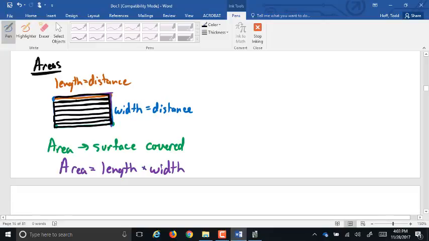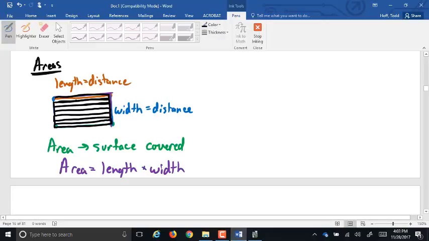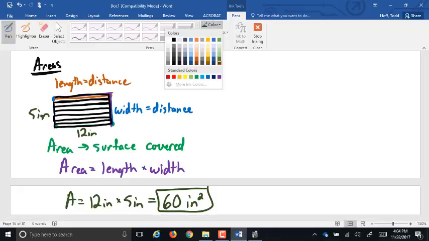The area of this end is, let's give it some numbers here. Let's say that this is 12 inches by 5 inches. So the area of that is the length of 12 inches times the width of 5 inches, 12 times 5 is 60. Remember, when we multiply, we also combine the names. So inches times inches are inches squared, or square inches. So it's 60 square inches.